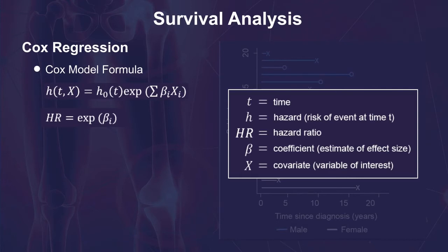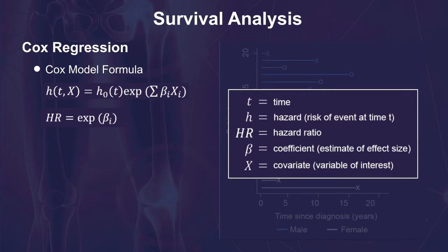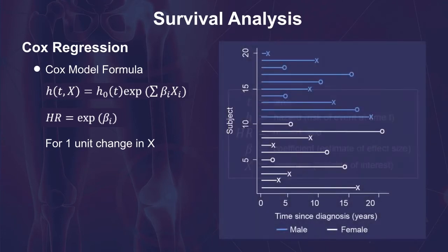This hazard ratio corresponds to a 1-unit change in the covariate x. So for a binary yes-no variable, we typically code that as 0 for no and 1 for yes, so a 1-unit change is the difference between the presence and absence of the covariate. For a continuous variable like age, the hazard ratio is for a 1-unit change. Sometimes a 1-unit change is not meaningful, so you may want to transform the continuous variable to get the hazard ratio for a different unit change, like 10 years of age.